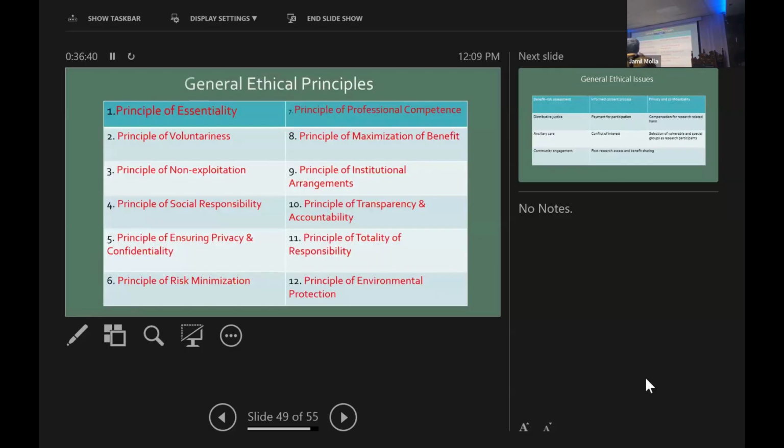And on the basis of these four, other principles are there. You can just read them: principle of essentiality, principle of voluntariness, non-exploitation, social responsibility, ensuring privacy and confidentiality. Personal and individual data you cannot share without his permission. Then risk minimization, professional competency, maximization of benefit, institutional environment, transparency and accountability, totality, responsibility, and environmental protection. So all these are also important for conducting research.